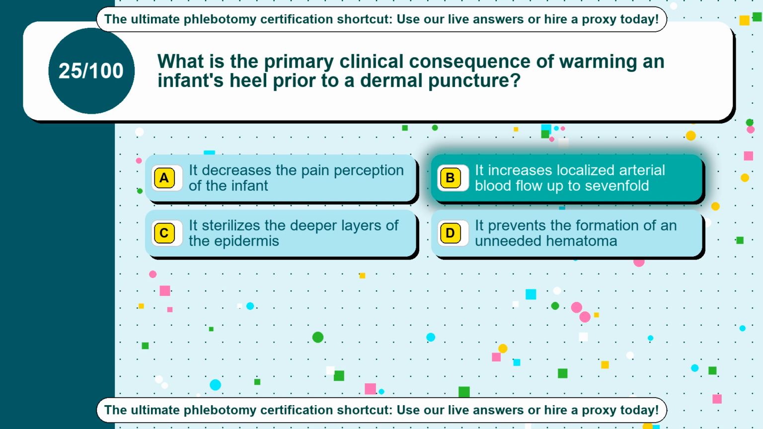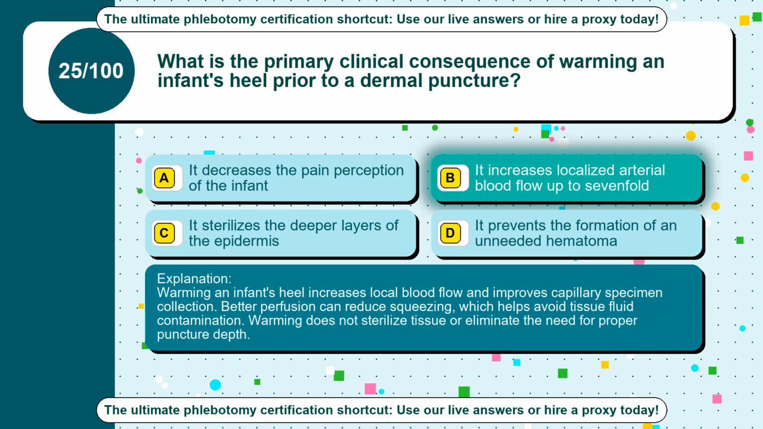It increases localized arterial blood flow up to 7-fold. Warming an infant's heel increases local blood flow and improves capillary specimen collection. Better perfusion can reduce squeezing, which helps avoid tissue fluid contamination. Warming does not sterilize tissue or eliminate the need for proper puncture depth.